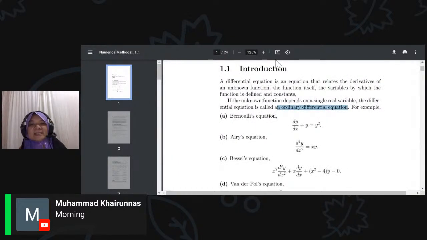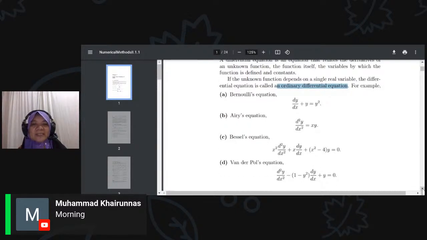There are a few methods to solve ordinary differential equations: Bernoulli, Airy, Bessel, and Van der Pol equations. So keep that in mind. What is an ordinary differential equation? Because maybe you don't know.